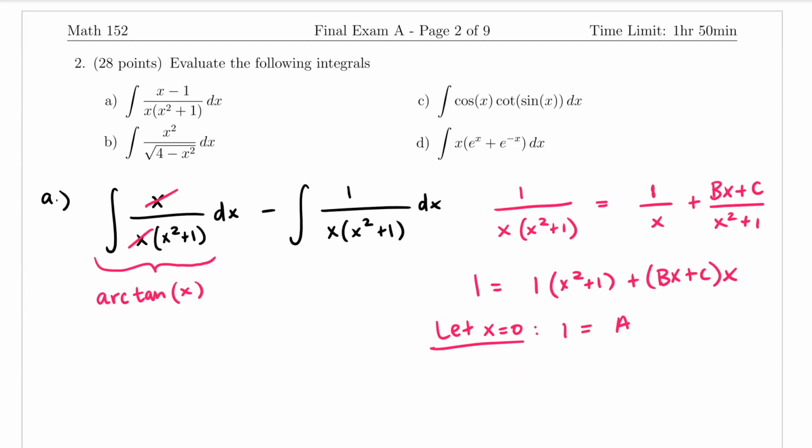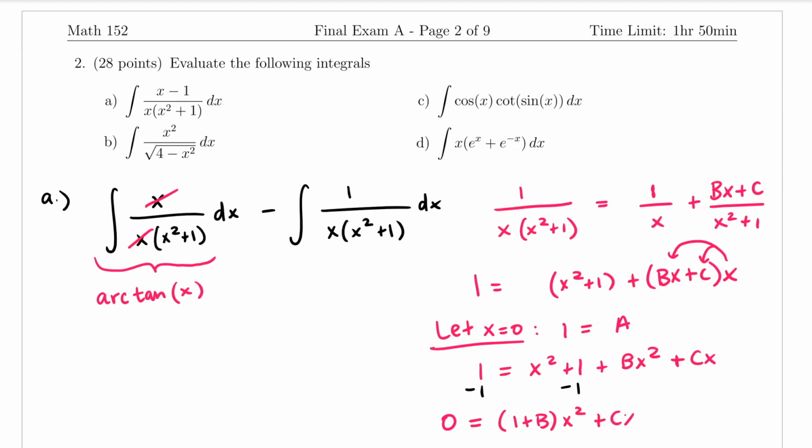Now I'm going to rely on the method of comparing coefficients. So I'm going to drop the 1 here, because if I distribute that in, it'll just stay the same. And then I can go ahead and distribute this x in. So my new equation will become 1 equals x squared plus 1 plus bx squared plus c times x. From here, if I subtract 1 on both sides, I'm going to end up getting 0 is equal to, let's see, I'm going to factor out x squared from the two quadratic terms, and that's going to leave me with 1 plus b x squared, and then plus cx.